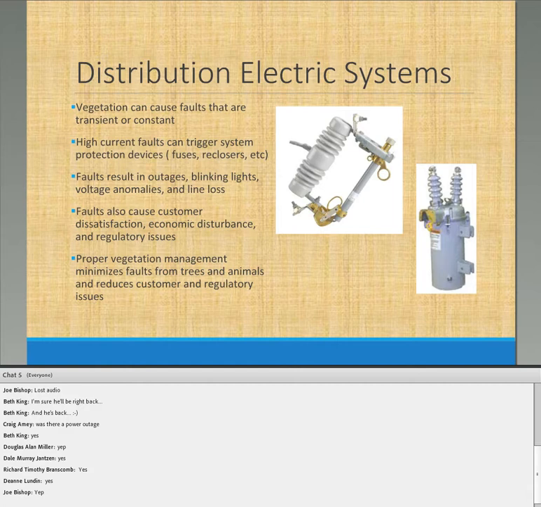These issues cause customer dissatisfaction, economic disturbance, and ultimately regulatory issues. So proper vegetation management minimizes the number of faults caused by trees and animals.